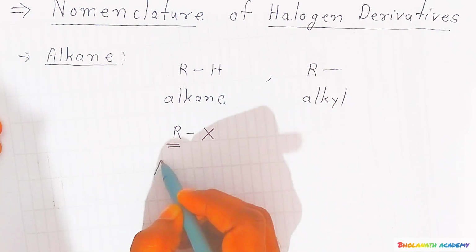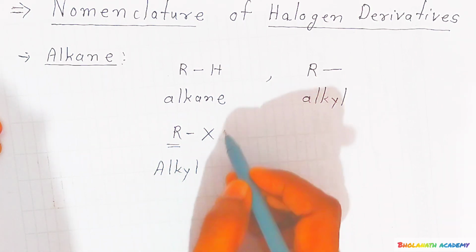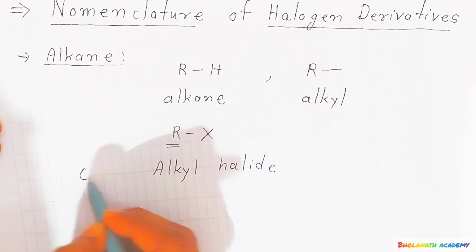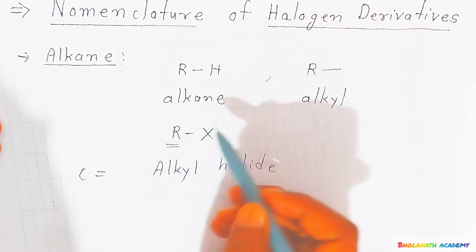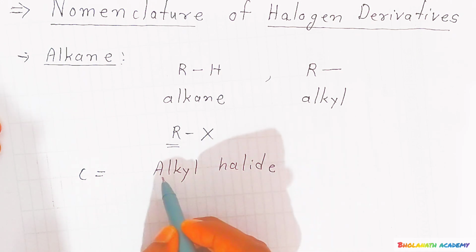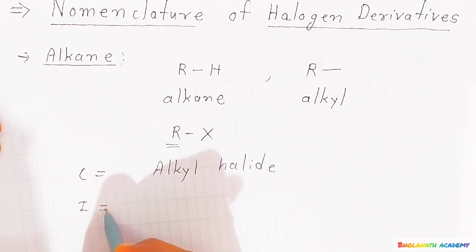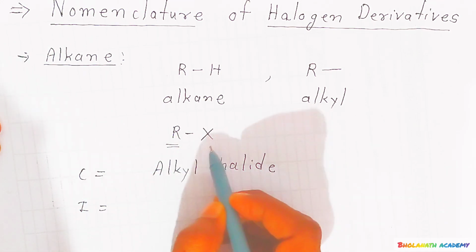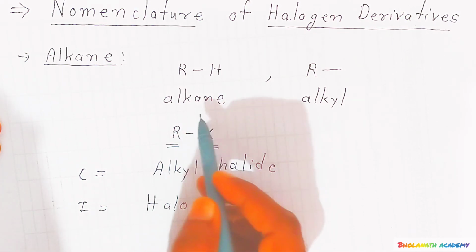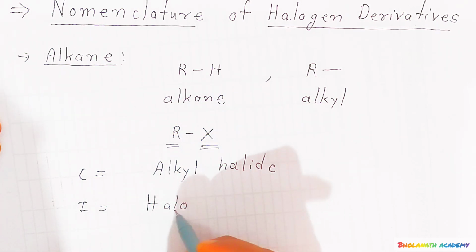Now what happens when a hydrogen of the alkane is replaced by halogen? Since our name is now alkyl, the halogen we call halide. This is the common name. So the halogen derivative of alkanes, the common name we call alkyl halide. In IUPAC, we name the halogen first, so that is called halo, and since it is derived from alkanes, we write haloalkane.